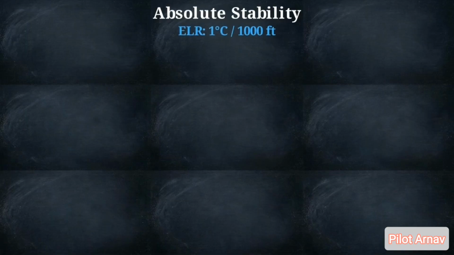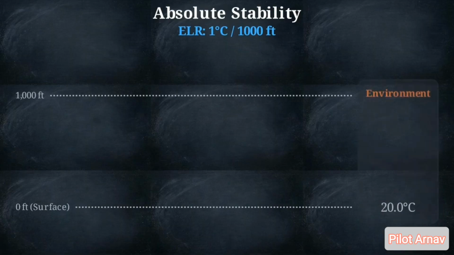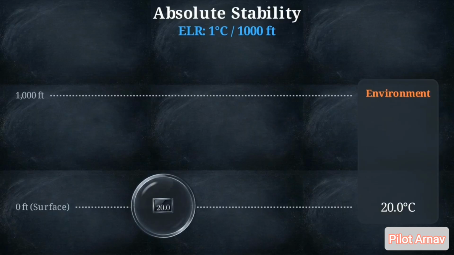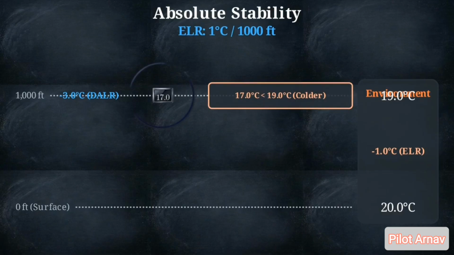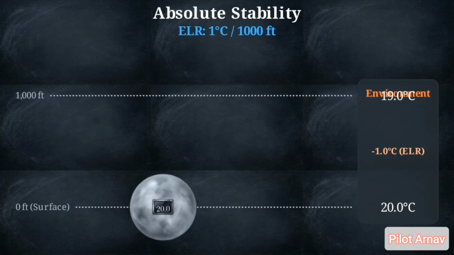In this model, the environment has a weak ELR of just 1 degree Celsius per 1,000 feet. We start by placing a dry air parcel inside it. As the dry parcel ascends, it cools by 3 degrees. The surrounding environment only cools by 1 degree. The dry parcel becomes colder and denser than the ambient air, causing it to sink.